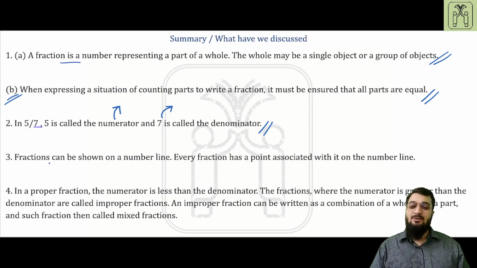Point number three: fractions can be shown on a number line. Every fraction has a point associated with it on a number line. We have learned about this. We have learned how to represent fractions on the number line.